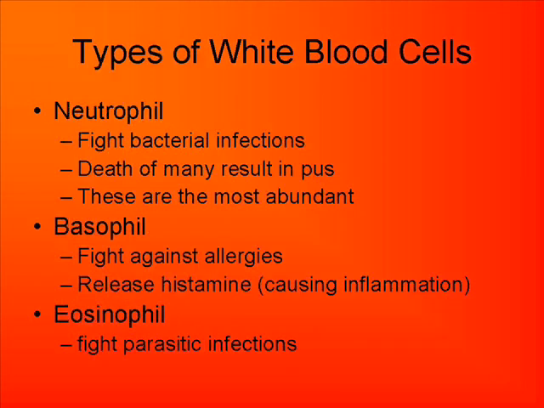Now there are 5 major types of white blood cells that we're going to be going over. On this slide we have 3 listed. The first one is called a neutrophil, and these are specialized to fight bacterial infections. Now, the death of a lot of these neutrophils in one area results in pus.